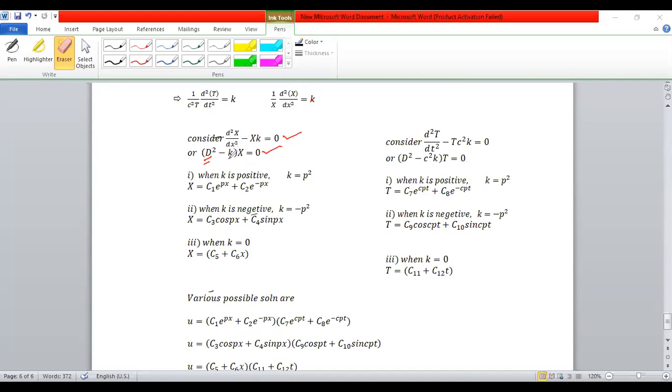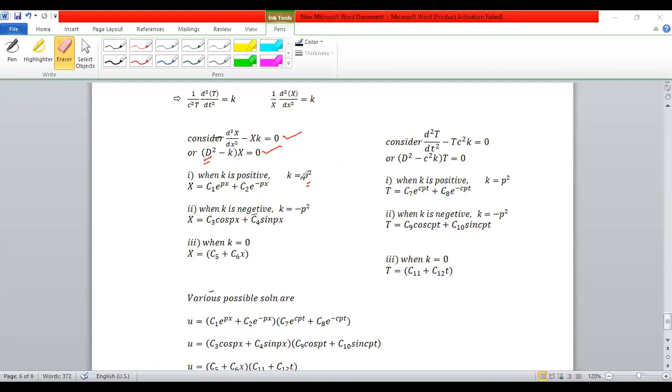There will be three cases. This k may be a positive constant, this k may be a negative constant, or k is equal to 0. Let's consider these three cases one by one. Suppose k is a positive constant. That means k is equal to p square. I take p square because for all values of p, p square is positive. When p is positive, p square is positive. When p is negative, then also p square is positive. That's why I take k is equal to p square.